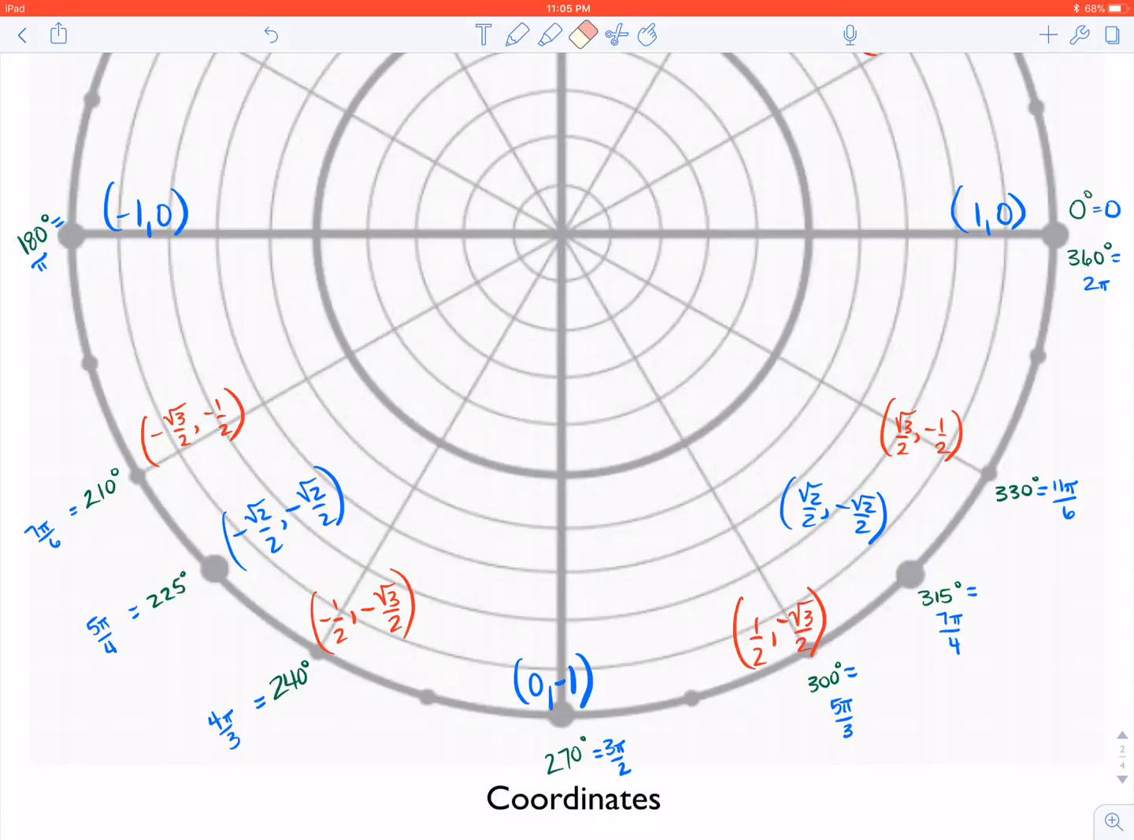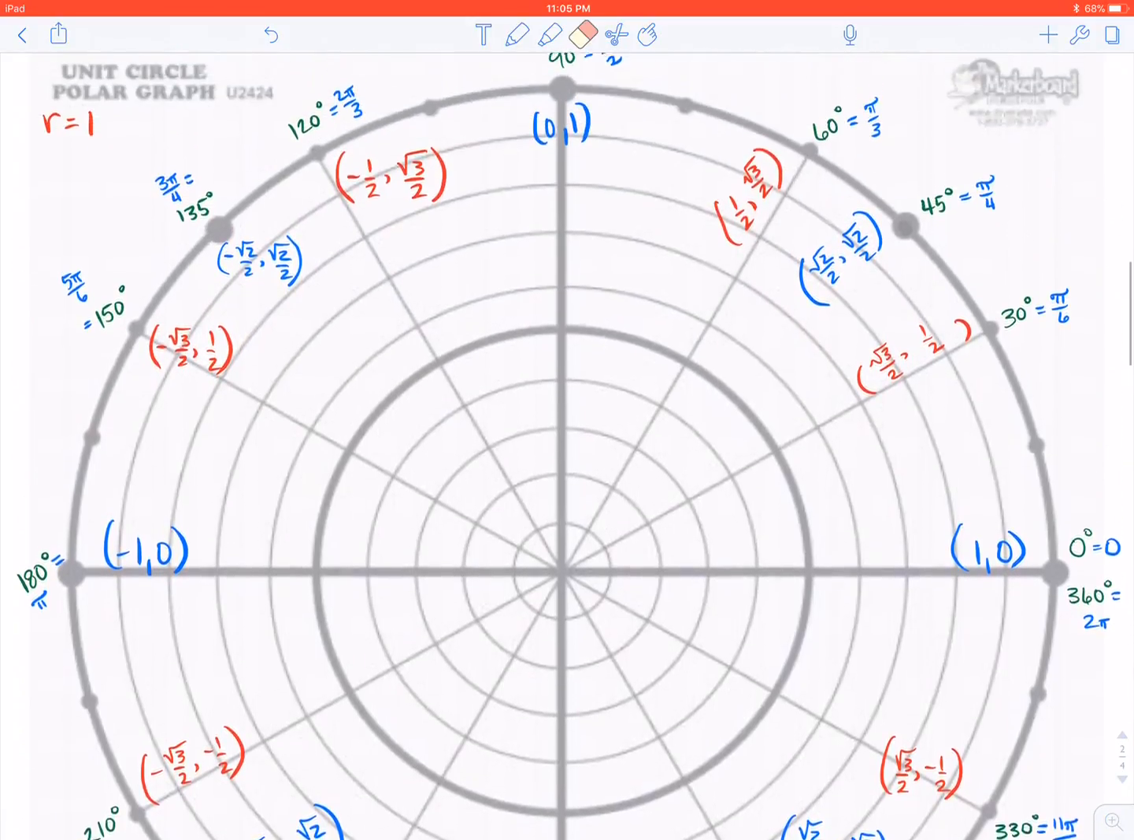But all of the pi over 4 positions are going to be a coordinate of root 2 over 2, root 2 over 2. You just have to decide where the positive and where the negative is.